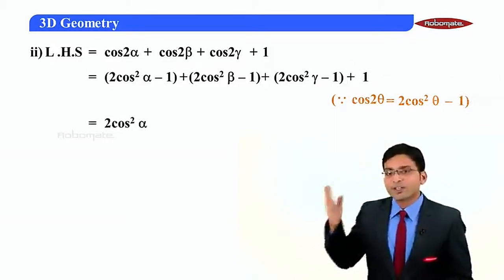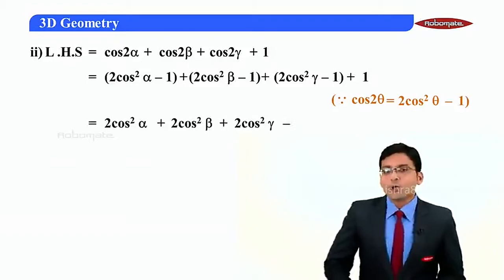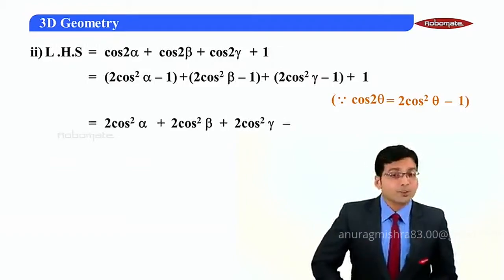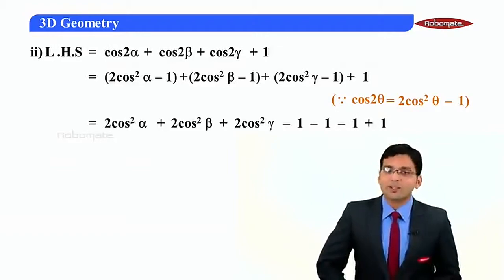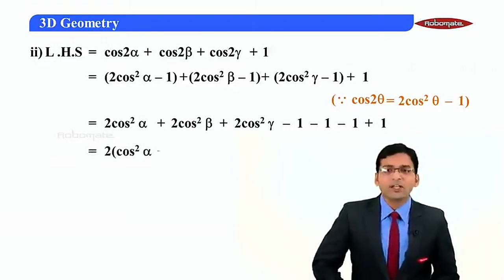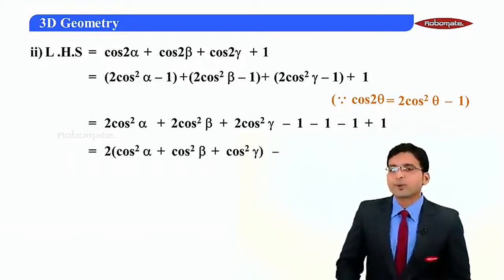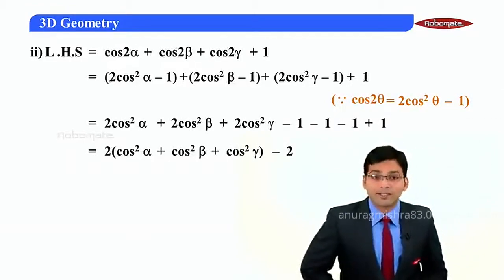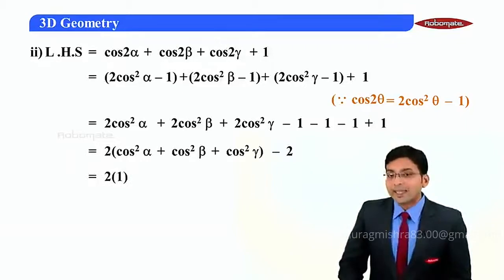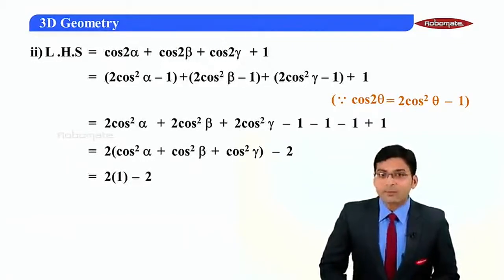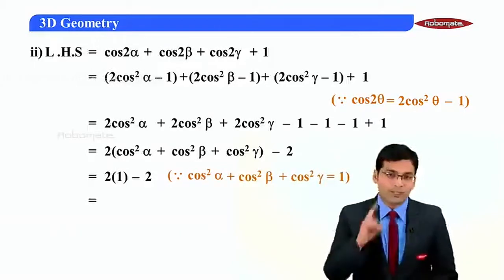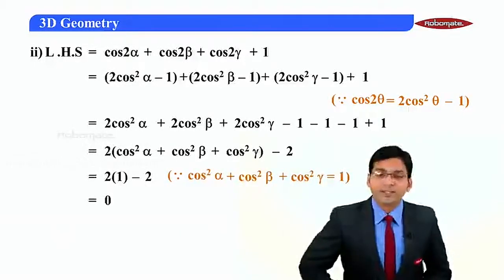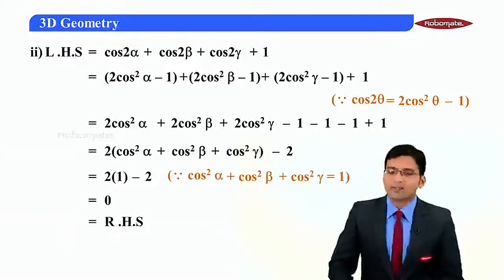So on simplification, the left hand side will become 2 cos square alpha plus 2 cos square beta plus 2 cos square gamma minus 1 minus 1 minus 1, 3 times, and plus 1. So this will give us 2 outside, cos square alpha plus cos square beta plus cos square gamma minus 2. Now students, again this bracket gives answer 1 minus 2. So we say cos square alpha plus cos square beta plus cos square gamma is 1, and therefore the answer is 0, which is same as RHS.